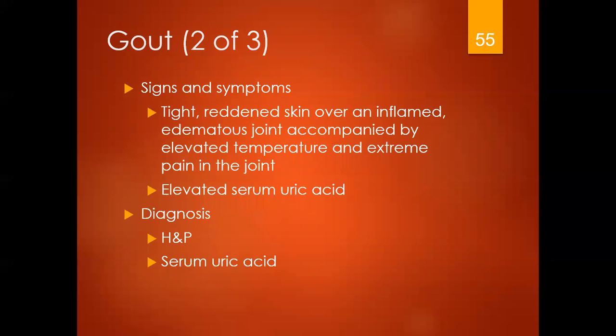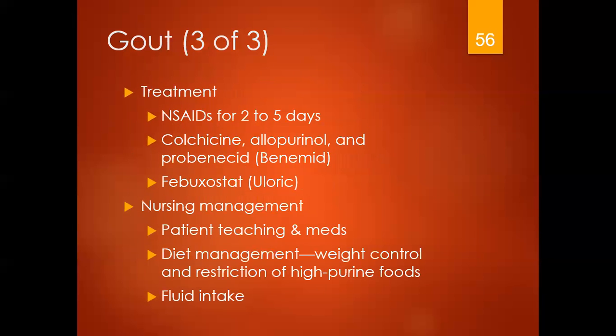So what do we see? We see that tight reddened skin over the inflamed, swollen joint with an elevated temperature and extreme pain in the joint. We also see an elevated blood uric acid level. We diagnose this with a history and physical, especially a family history. We look at their serum uric acid level.